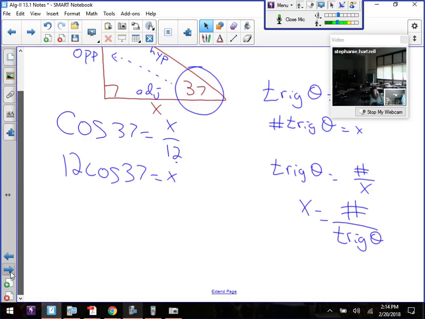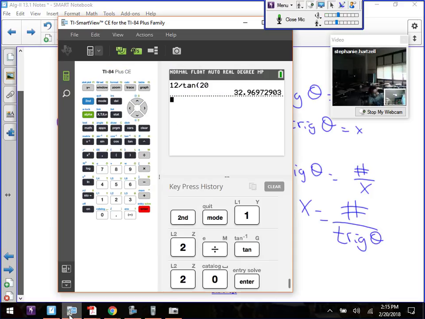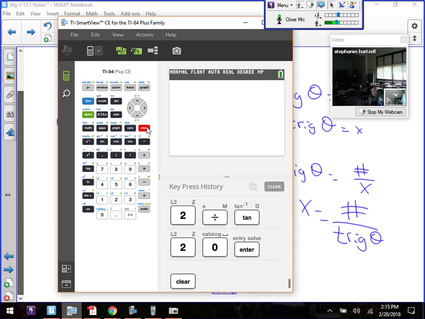Now, one of the things on your calculators I do need you guys to check. This is one thing that's new with these calculators. On your calculator, there's a button that says mode.